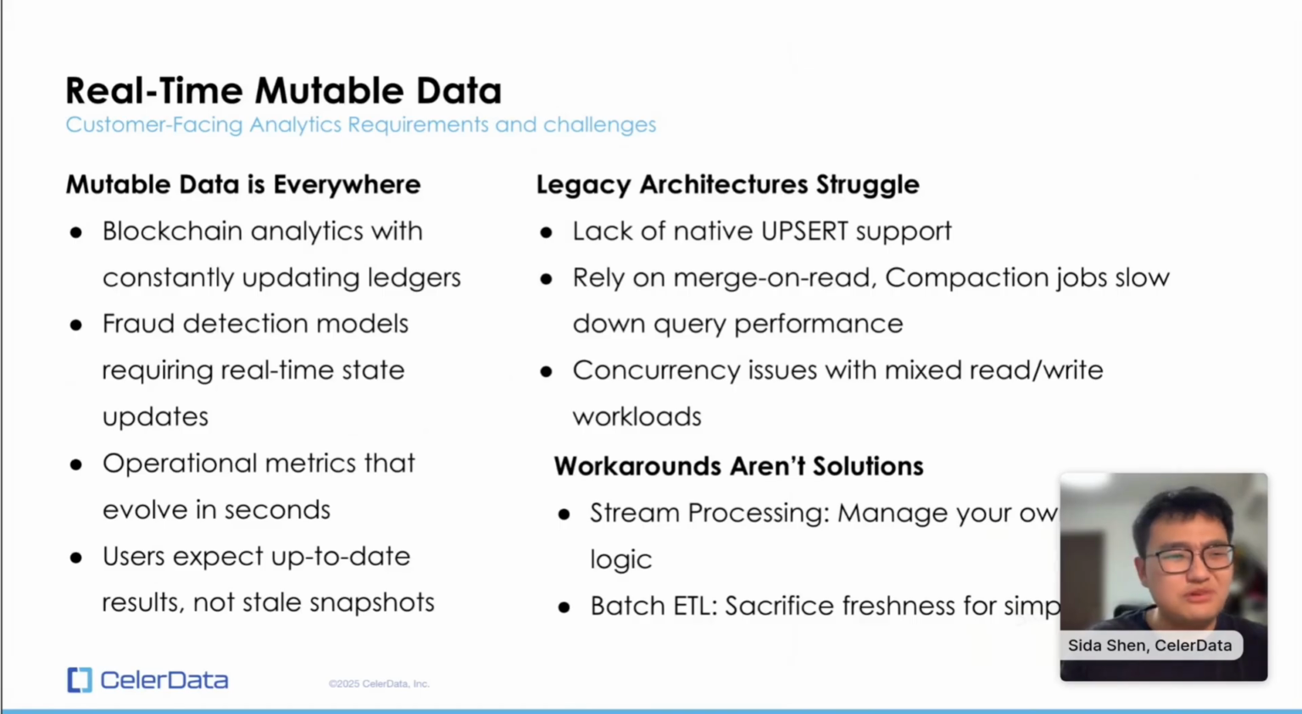And there are really not that much workaround, right? So you can either do stream processing and handle all of the upsert deletes upward, and that doesn't really work, right? Or you just don't do real time. You just do batch and sacrifice freshness for simplicity, because your data warehouse doesn't support mutable data in real time, right?